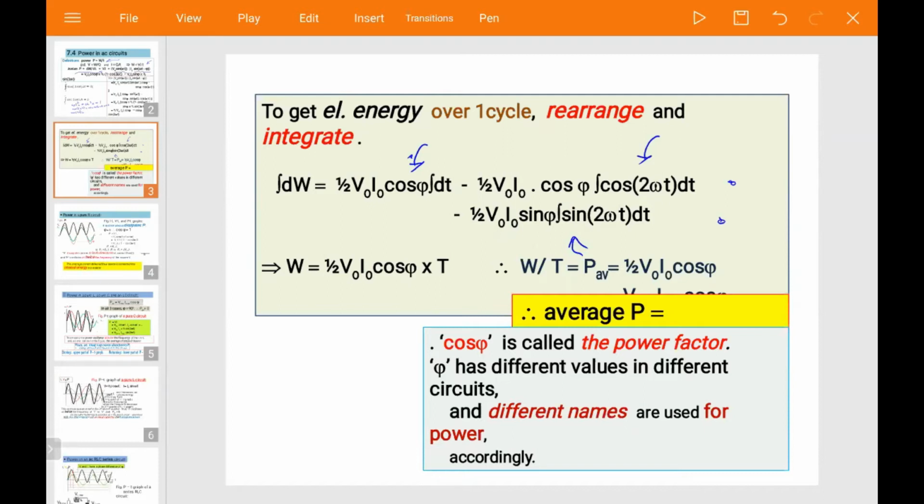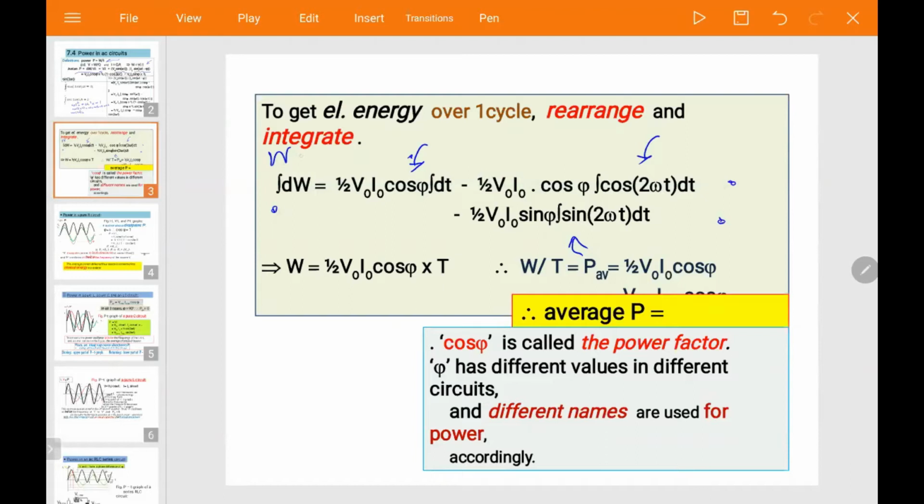So I had dW over dt, instantaneous power, V times I. This is my result of V times I. The three terms are my result of V times R. I have now dW alone, dt came to the right. What do I do? I integrate over one cycle from 0 up to W, starting at time 0, energy 0.